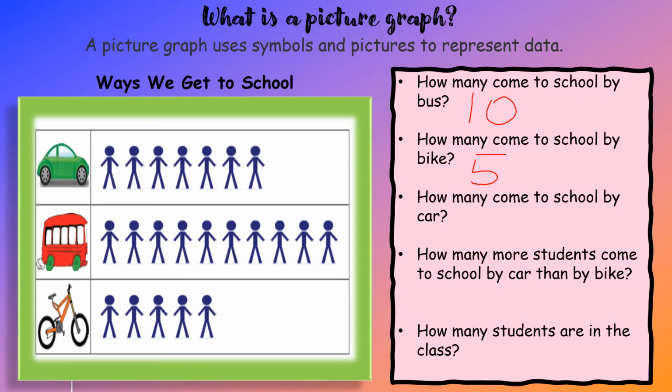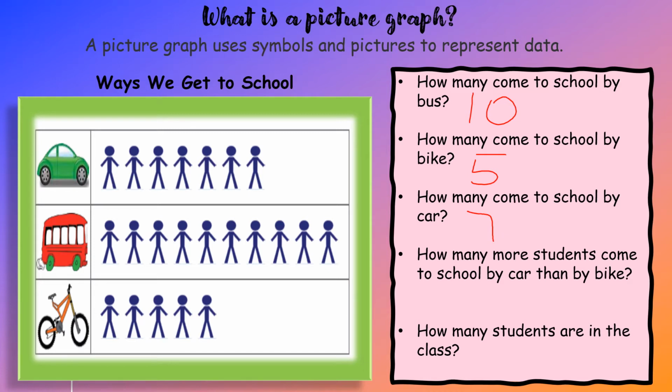All right. Our next question says, how many come to school by car? So let's go to the picture of the car and let's count how many kids come to school by car. 1, 2, 3, 4, 5, 6, 7. So 7 kids come to school by car. Let's look at the next question.